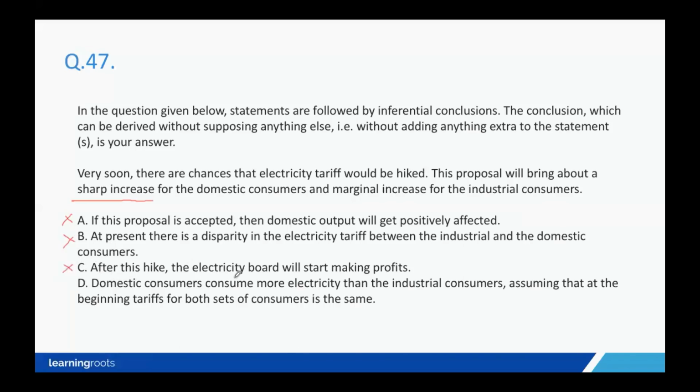D says domestic consumers consume more electricity than the industrial consumers, assuming that at the beginning, tariffs of both sets is the same. Okay, so the assumption is very important. So assuming that both of them are the same, beginning tariffs are the same, domestic consumers will consume more electricity. Okay, how can we conclude this? Because there will be a sharp increase for the consumers. So clearly D has to be the answer. Okay, among these four, clearly D is the best answer option, and that's why D is the answer for this question, right?